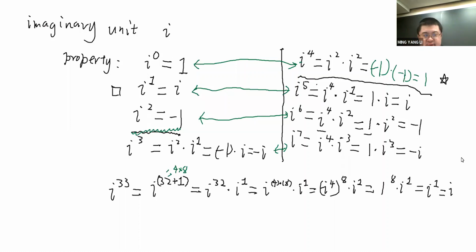So more or less this tells you that for any i to the power of a large number, you can always write it as i to the power of 4 to a certain power, multiplied by i to the power of one of these 4 cases. So after all, i to the power of a large number always equals 1, or i, or negative 1, or negative i, one of these 4 results. That's the first part I want to talk about.